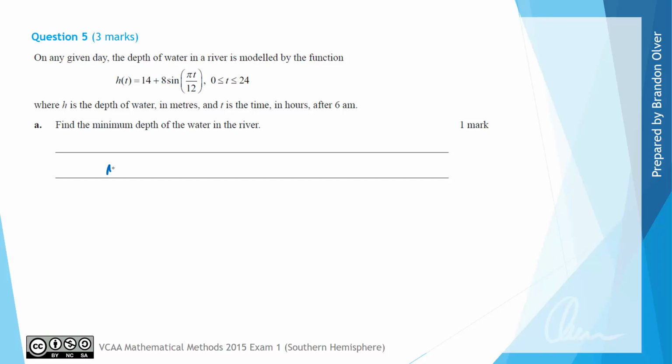So the minimum depth is going to equal the 14, which is the middle of the function, it's the translation in the positive y direction, subtract the amplitude, which is how far the function goes above and below that middle value. So that is going to equal 6 metres. So that is the answer to part A of this question.